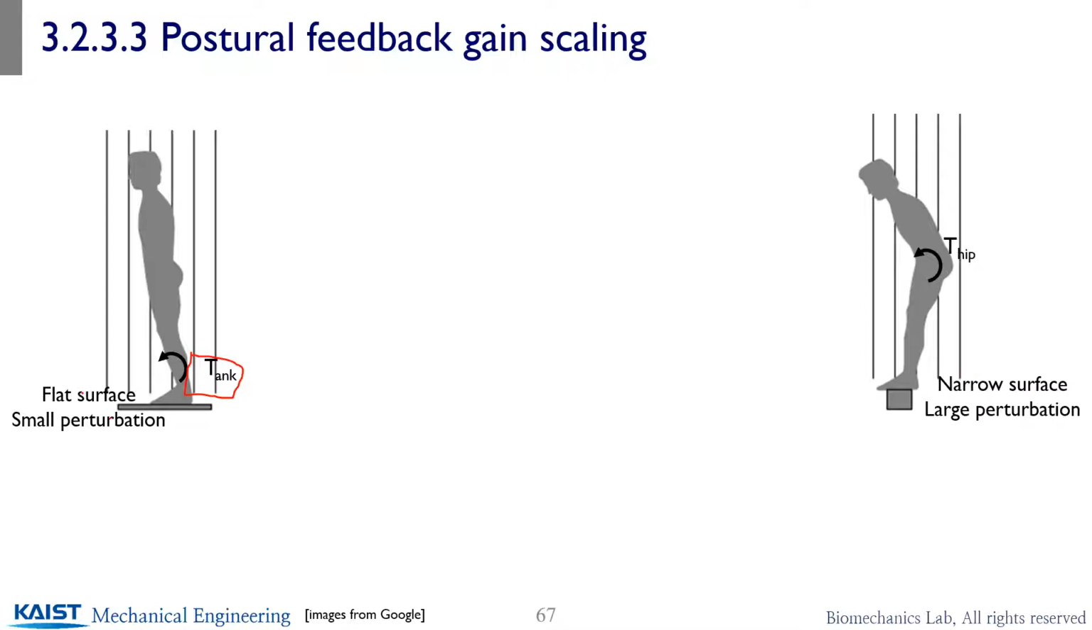And then we observe that those ankle-centered posture controls are usually observed as the response to a small perturbation or on a flat surface. Compared to that, those upper-body bending posture control strategies have been observed as the response to a large perturbation or when balancing on a narrow surface.